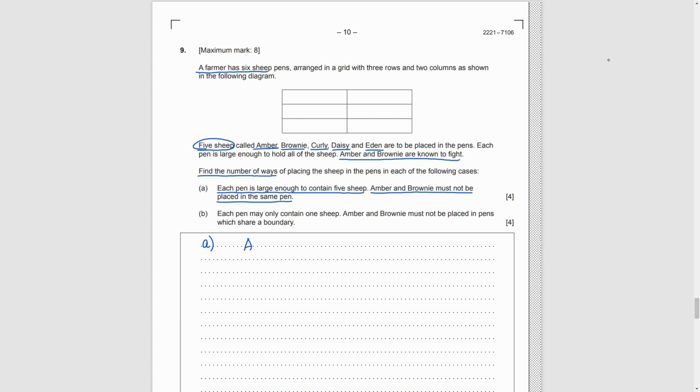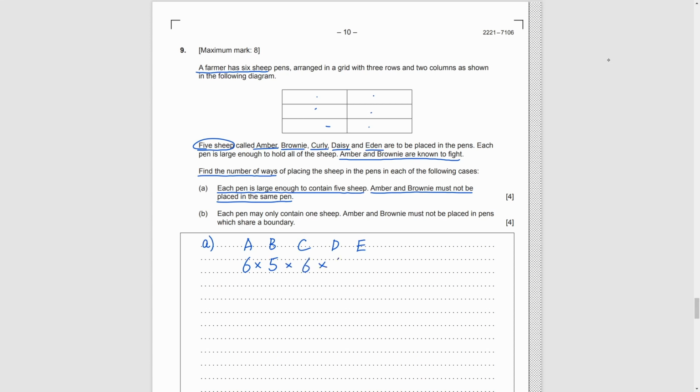So, I will consider this question in the following way. I put the sheep into the pens one by one. First, for A, as I can put it in any pen, there are 6 choices. Then, for sheep B, as it would fight with A, I cannot put it into the pen with A. So, there are only 5 choices.